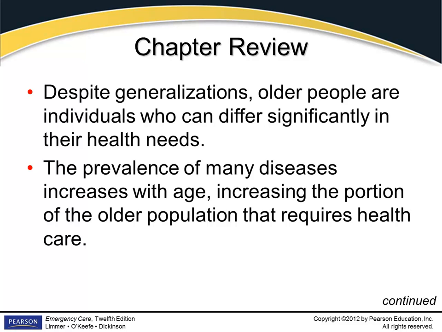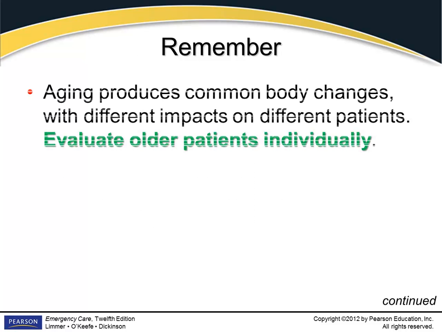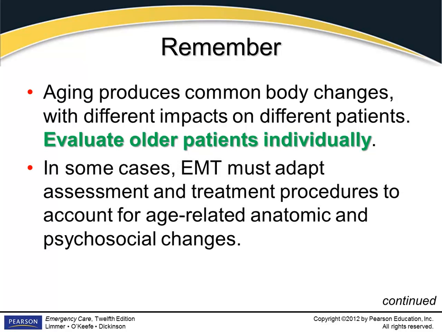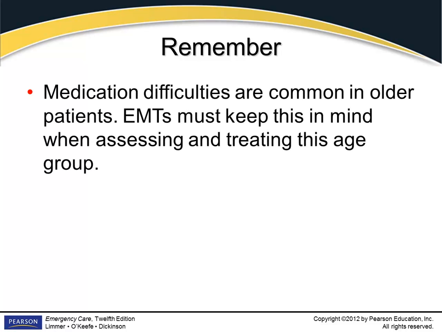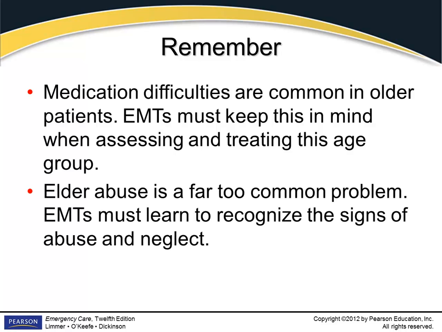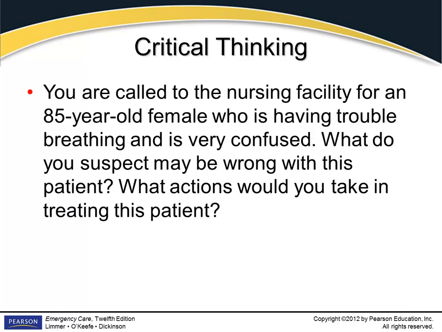Just because they're older, don't automatically pigeonhole them and say, well, they've got dementia, or they've got this, they've got that. You can have extremely healthy patients that are extremely old. You can have young people with altered mental status. Don't just automatically assume because they're old they've got all these bad things. Look at them as individuals. Be alert to medication issues, the impact of medication on your patient. Watch for signs of elder abuse.